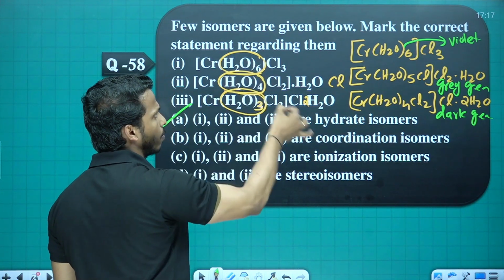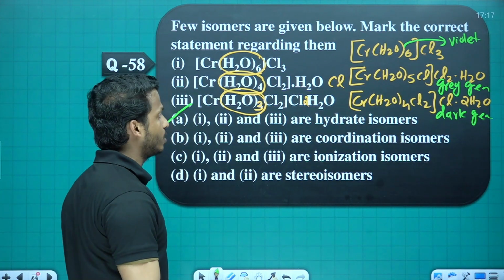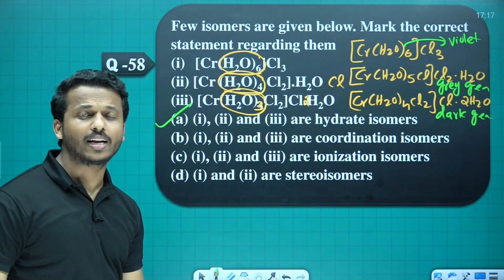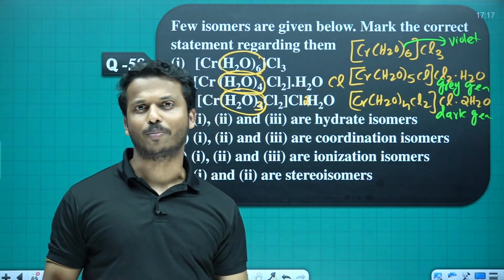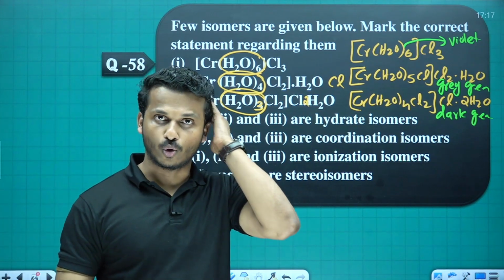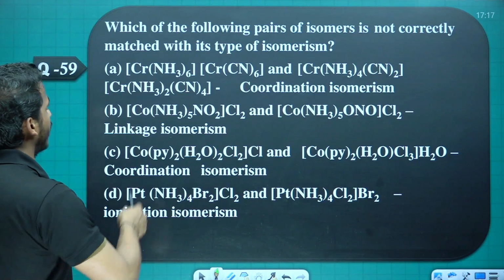Okay, you select these complexes as per the question. 1, 2, 3 are hydrate isomerism. Because of hydrate isomerism, they show different colors also. That is one other previous question. Check it, all of you.